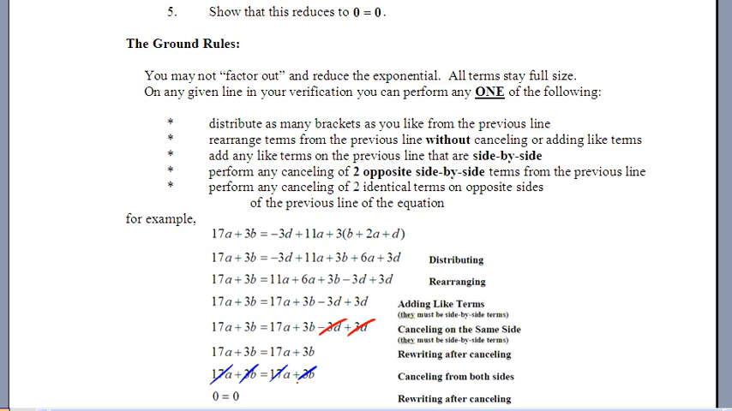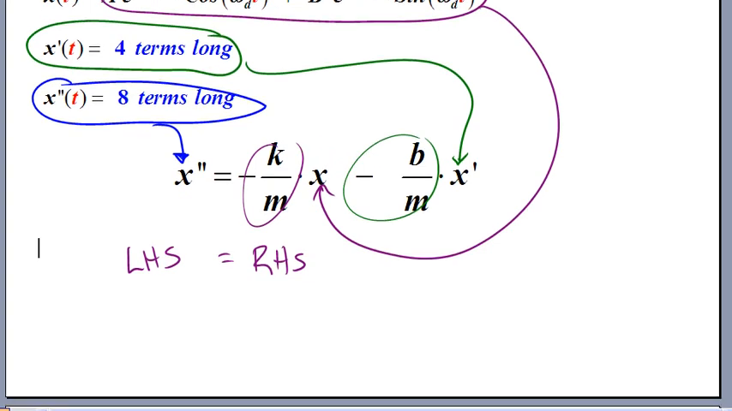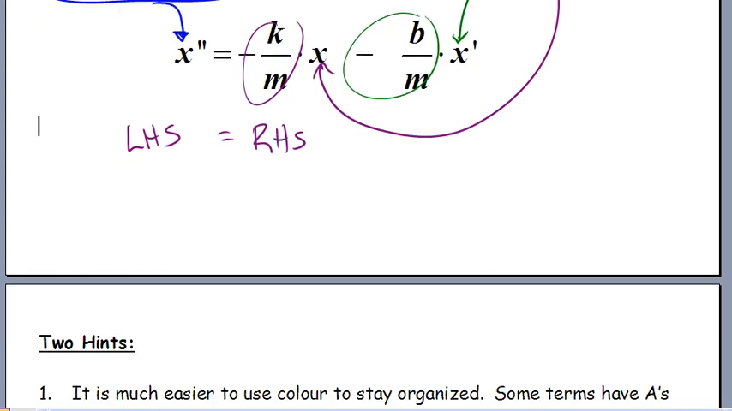Even though the very first line in my little sample proof with random algebra is 0 equals 0, you can't just go, oh yeah, it balances. You have to actually be very methodical about where the terms are when you cancel them, when you reduce this down. So again, just looking at the instructions, the left-hand side will equal the right-hand side when you're done.